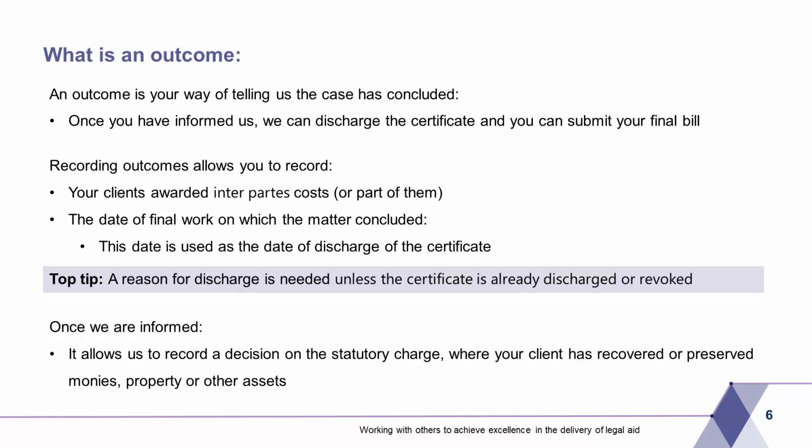Another important thing to note is that unless the certificate has already been discharged or revoked, please provide a reason for discharge of the certificate. If you don't do this, the outcome has to be cleared and rejected back to you, as caseworkers in the agency don't have access to your side of CCMS, so aren't able to add that information themselves.